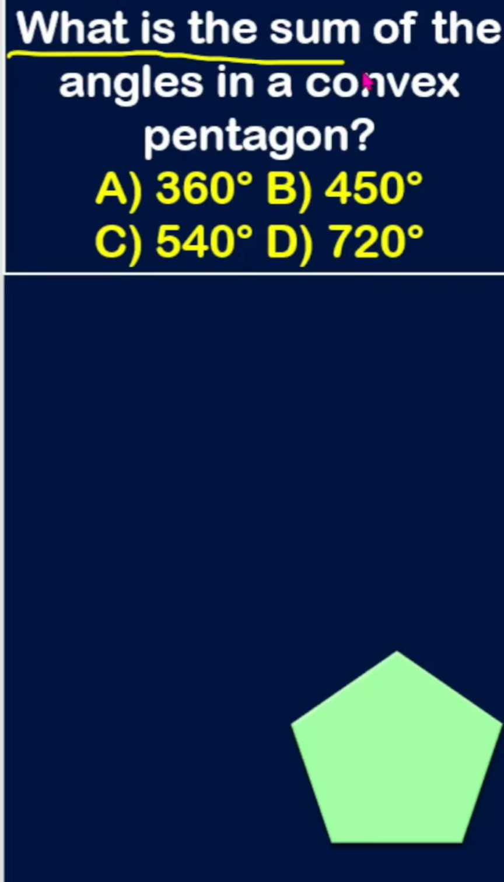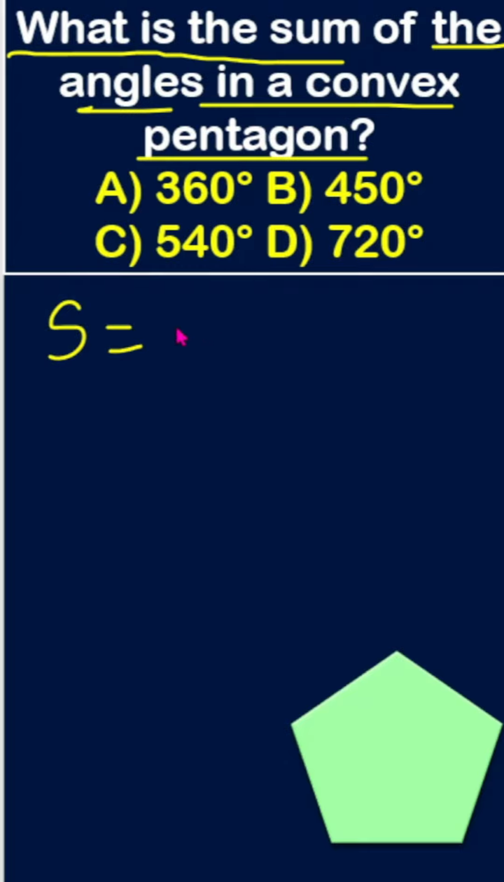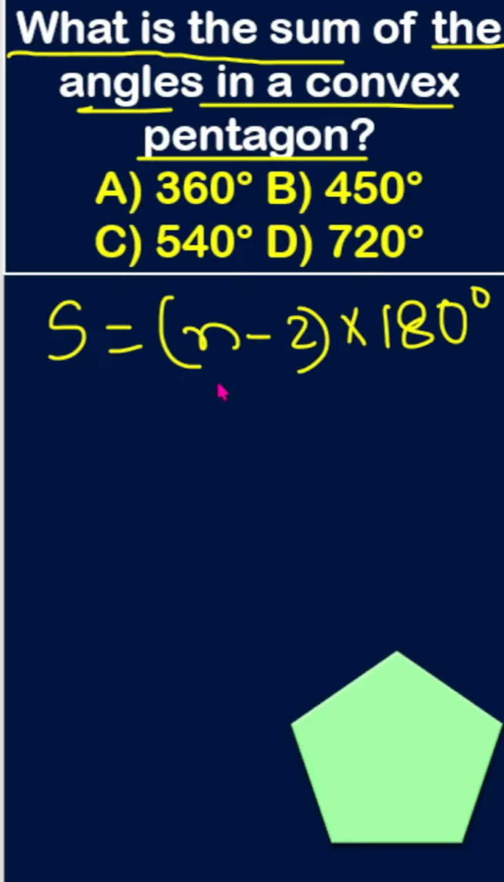What is the sum of the angles in a convex pentagon? So we know a theory which is S equals (n minus 2) times 180 degrees. So here n is the number of sides. We know a pentagon has 5 sides.